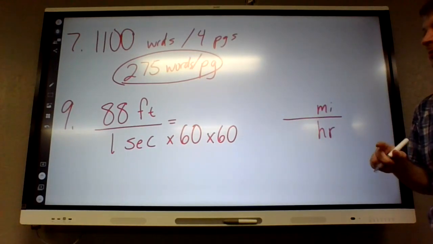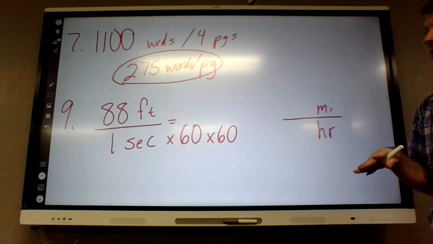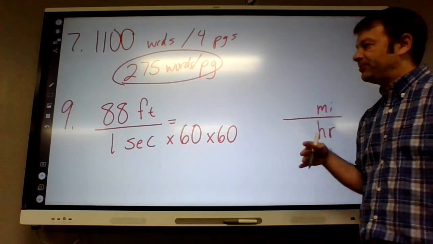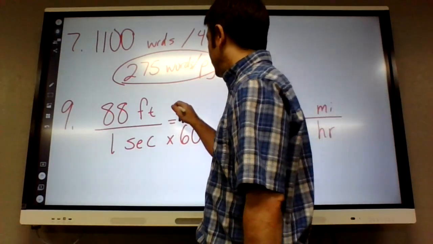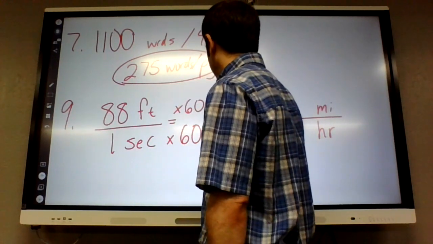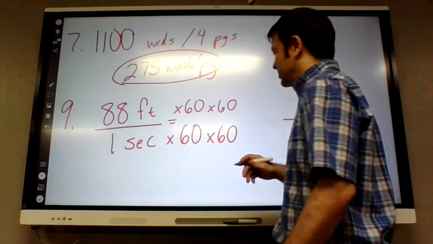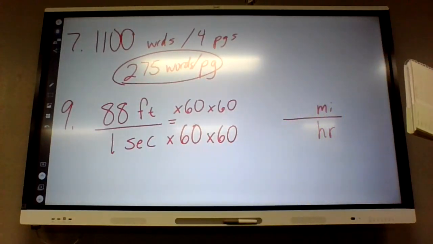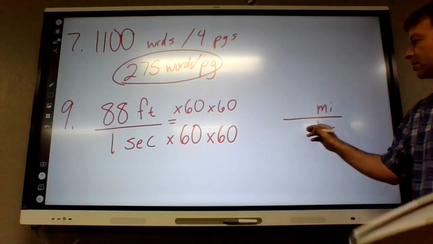When you're multiplying the bottom of a fraction, if you do something to the bottom, like multiply by 60, to keep it equal we have to do it to the top. Times 3,600. How many feet in a mile? You guys remember that one? 5,280.